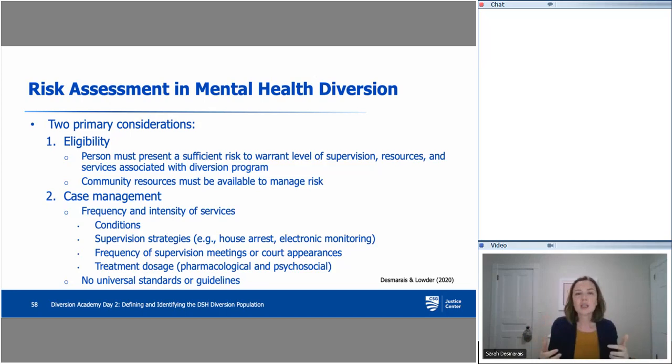The diversion programming is a fairly intensive kind of program. If we say somebody is at low risk, that usually means they're able to go about their business and be successful on their own. What we're looking for is this sweet spot of enough risk that we can justify and engage in an appropriate level of service and intervention, but also that the resources are there in the community to help manage it. We'll talk in more detail about principles and practices to make this happen as we move forward in the Diversion Academy.